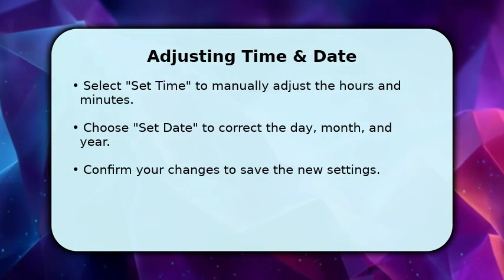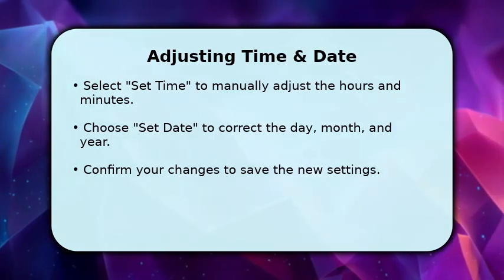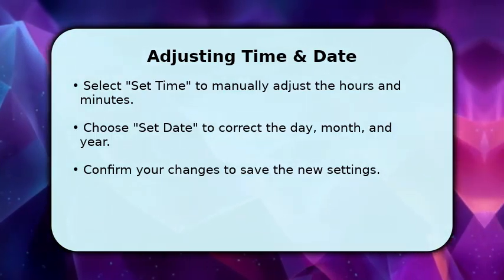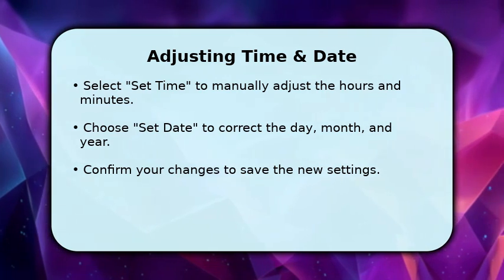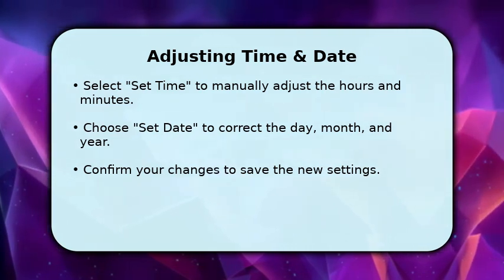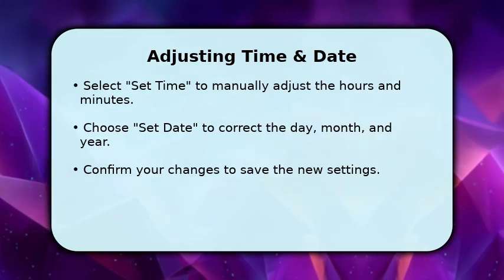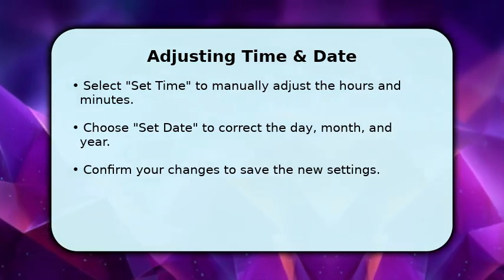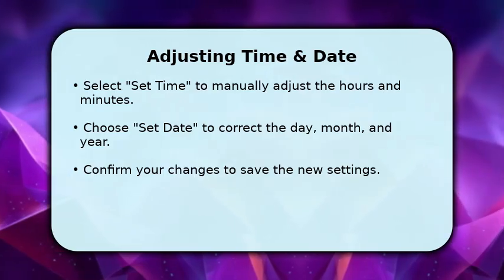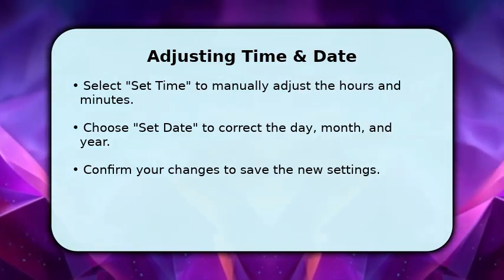Once you're in the Time and Date submenu, you'll see options to adjust both the time and the date. Select Set Time to change the hours and minutes. You can usually use the control knob to scroll through the numbers. After setting the time, move to Set Date if needed. Remember to confirm your selections to ensure the changes are saved.